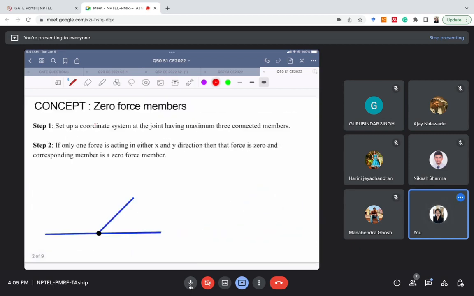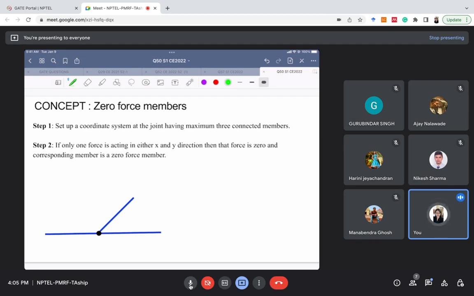See, for using the zero force member concept, I'll tell you some steps. If you follow those steps, then you will be able to identify the zero force member. Once we have identified the zero force members, then we can remove them from our analysis, and in that way we will be able to simplify the truss. Okay, let's see what are those steps.